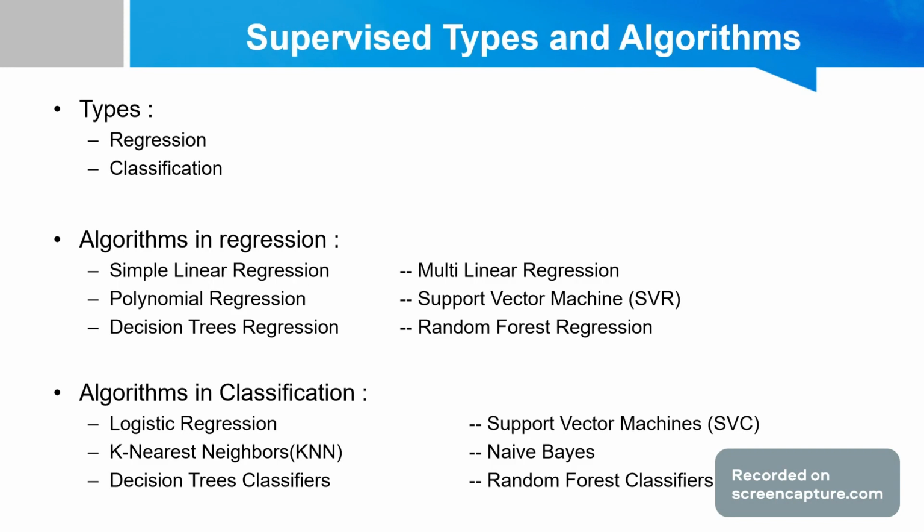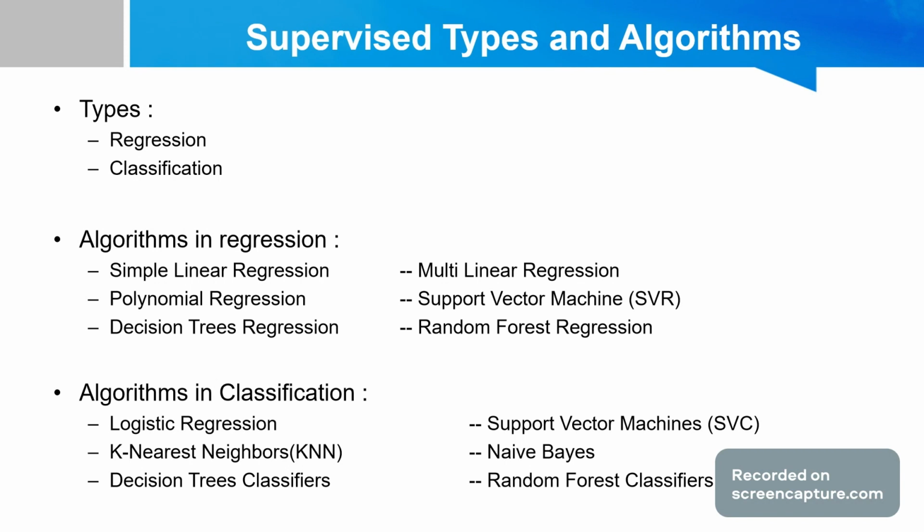Supervised types and algorithms. Within supervised learning, again we have two types. First one is regression, second one is classification. In regression, we have six frequently used algorithms.